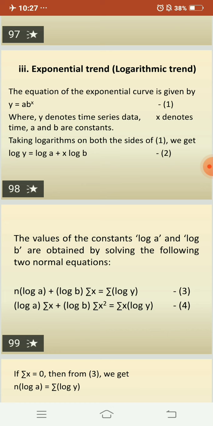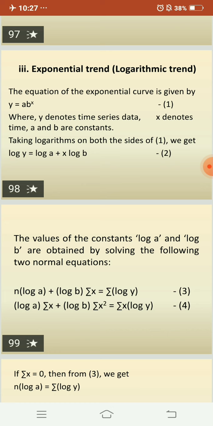Here the equation of the exponential curve is given by y equals a b raised to x. Concentrate here: the third equation is the exponential trend equation. It's also very important for 5 or 10 marks in your annual exams. The equation is y equals a into b raised to x.